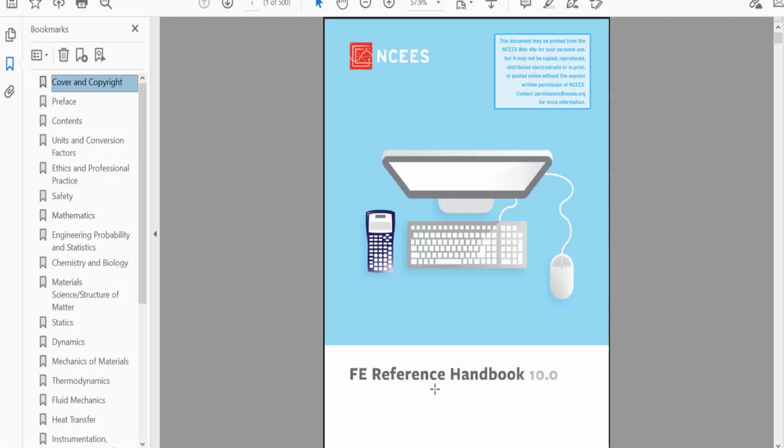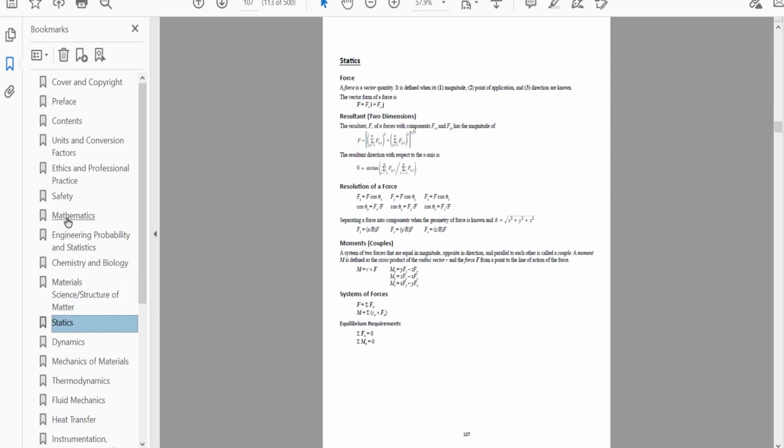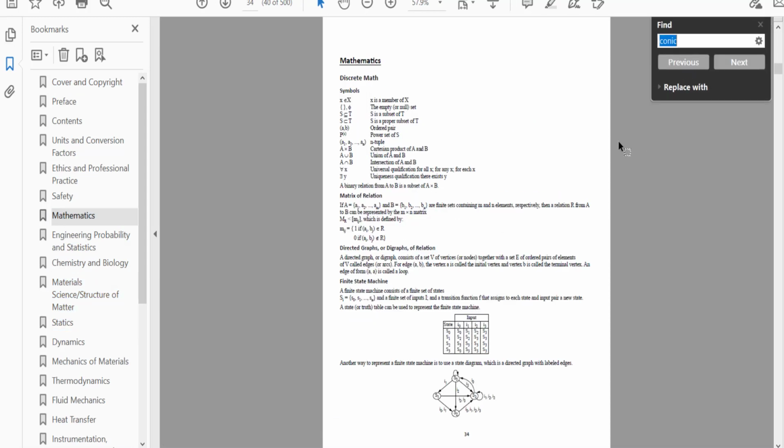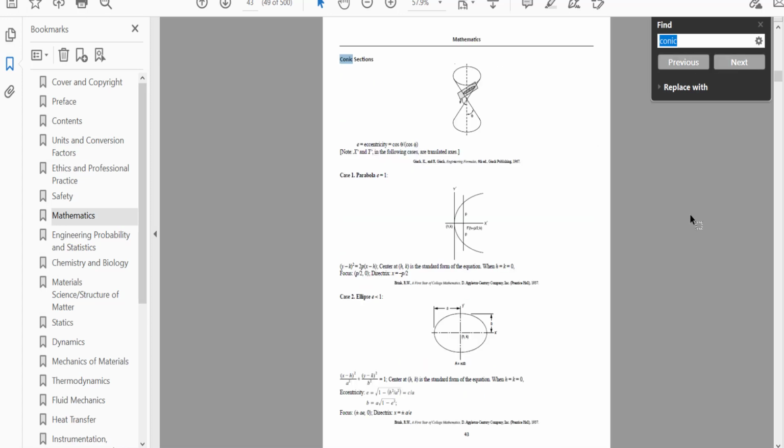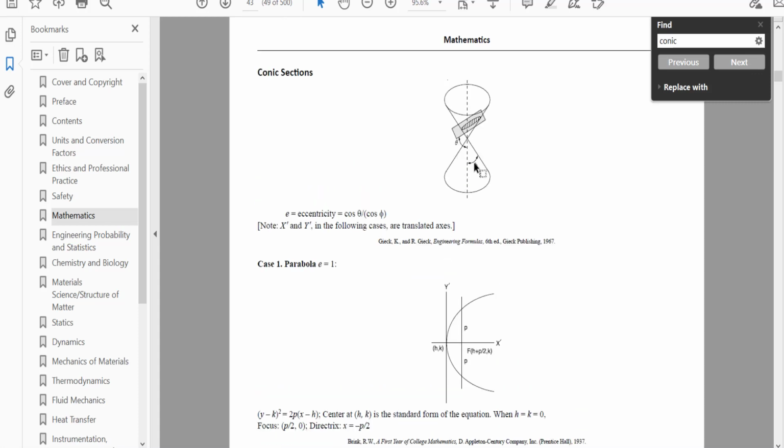So I'm looking at the FE handbook 10.0, and let me go down to the mathematics section. You can do Control F, type in conic, and we're specifically looking at conic sections, right? So here we have the general figure you usually see, and we know a parabola is going to be described by an eccentricity value of cosine of theta divided by the cosine of phi. So when we have a value of 1, let's say we have cosine of 45, let's assume our theta angle is 45 degrees and our phi angle is 45 degrees, we're going to have an eccentricity value of 1, and that gives us a parabola.